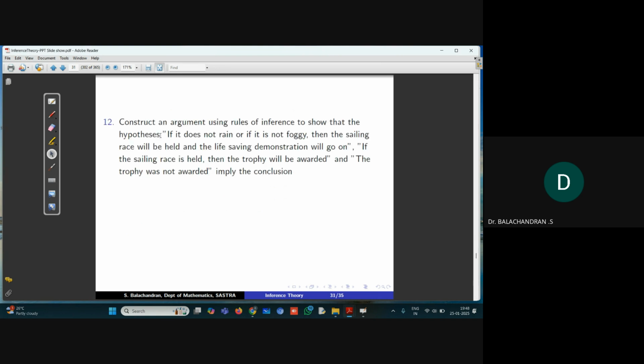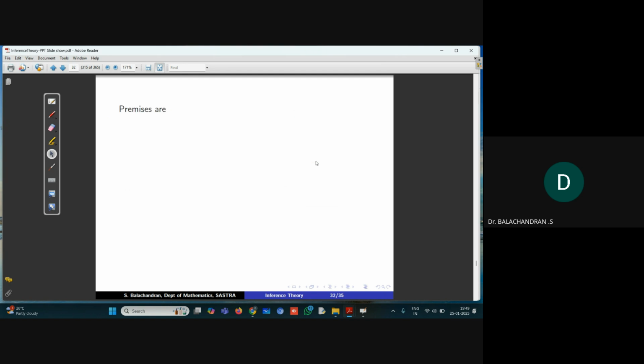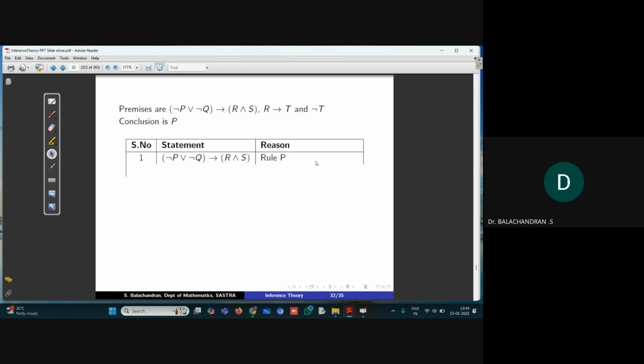Yes, this is the 12th problem. If it does not rain or it is not foggy, then the sailing race will be held and the life-saving demonstration will go on. Okay, the same idea. Finally the conclusion is that it rained. Here you should write similarly P, Q, R, S, and T, and the premises are the same. Both of them are the same. Here I used first the same premises.